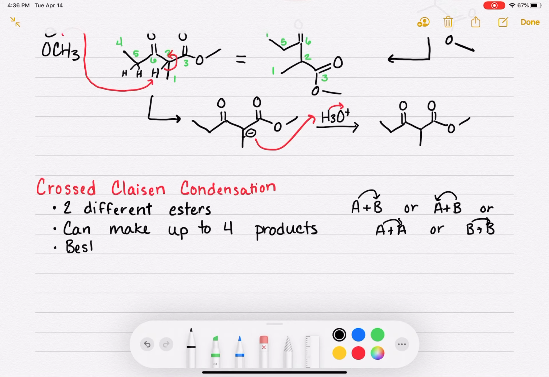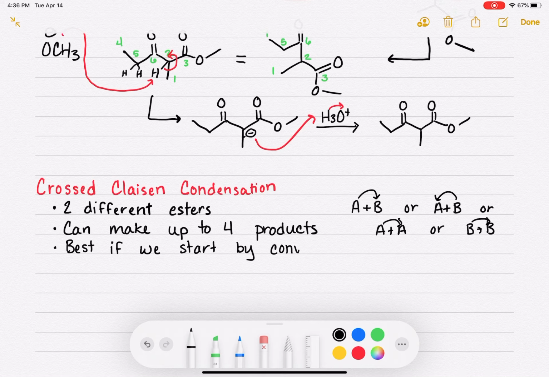So it is best if we do the same thing we did with the aldol reaction, best if we start by converting one of the esters to its enolate. We're going to use the same thing, LDA. And then once we get that ester converted to the enolate, then we can add ester number 2. And this will hopefully mean that we only have the first ester attacking the second ester and no other options.